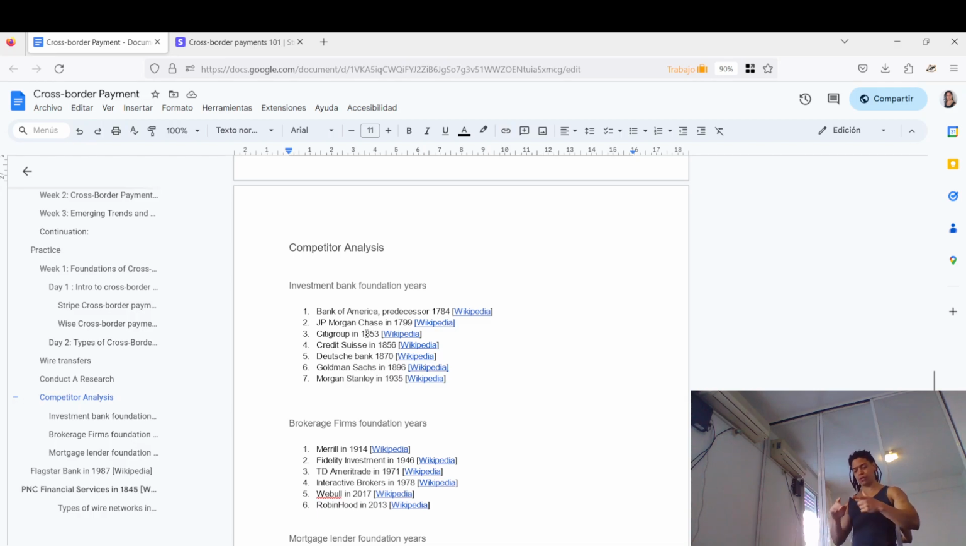So, Bank of America, or its predecessor, from 1784. Bank of America, J.P. Morgan Chase, 1799. Citigroup in 1853, Deutsche Bank. It is funny because when Citigroup was founded in Brazil, I may make a quick tangent.